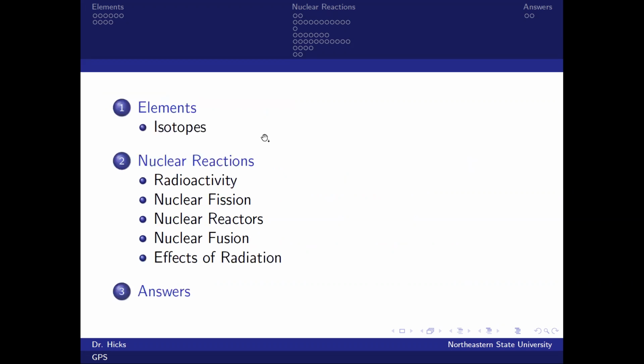So this is what I want to talk about, a little bit about elements and isotopes. Then we'll really get into the meat of this, which is about nuclear reactions. And as always, at the end of the slides are the answers to the multiple choice questions or workout problems that are sprinkled throughout the slides.